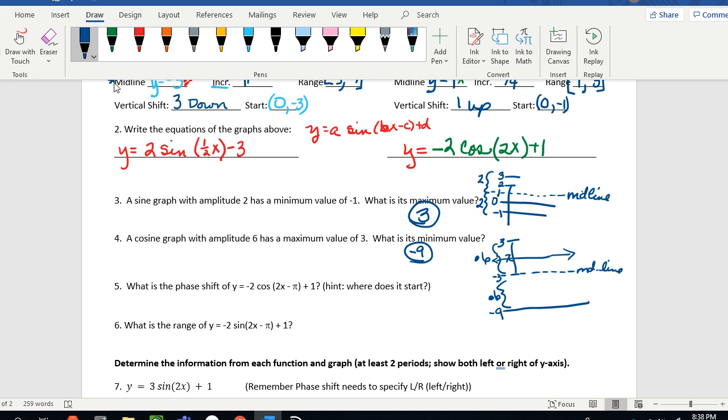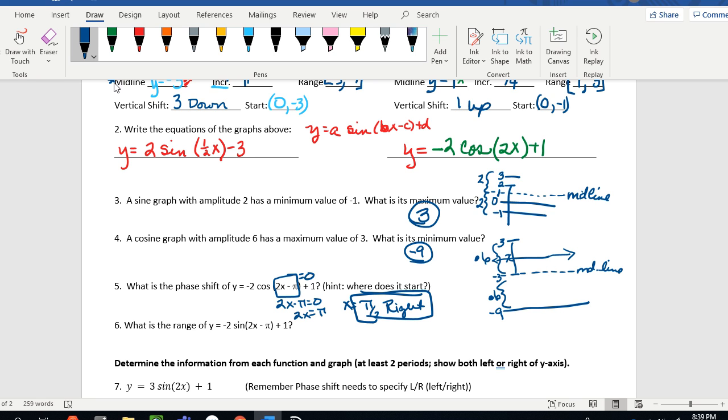What is the phase shift of this? Okay, hint, where does it start? If you know where it starts, all you have to do is find the phase shift. So you set this equal to 0, and you get 2x minus pi equals 0. Add pi to both sides, 2x equals pi. So x is equal to pi over 2. Now, this is a positive value, so that means it goes pi over 2 to the right. There you go. I hope that helps.